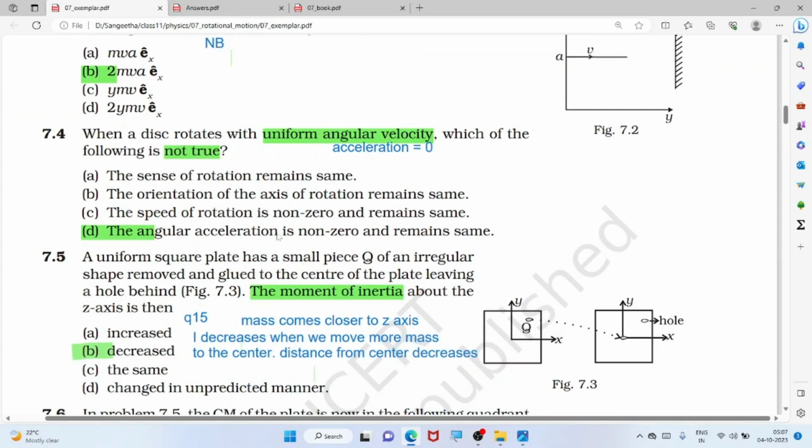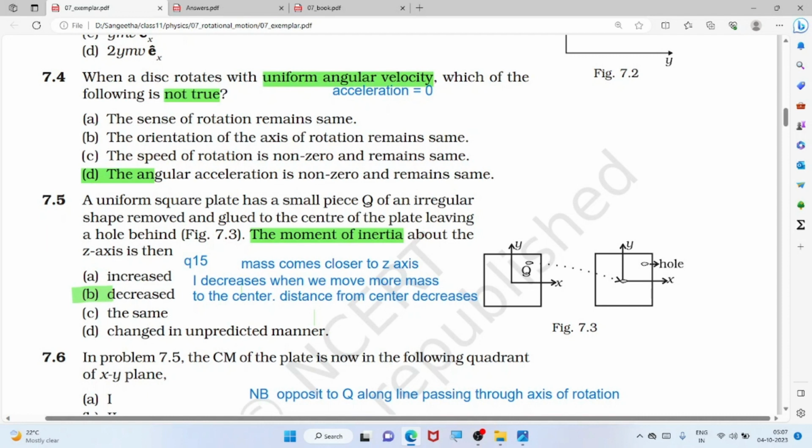When a disk rotates with uniform angular velocity, that means acceleration will be 0. So which of the following is not true? They are asking which is not true. The sense of the rotation remains the same, that is true. The orientation of the axis of the rotation, that is true. Speed of the rotation, that is true. But angular acceleration is non-zero. This is not true. Angular acceleration should be 0 because of the uniform velocity. This is not true.